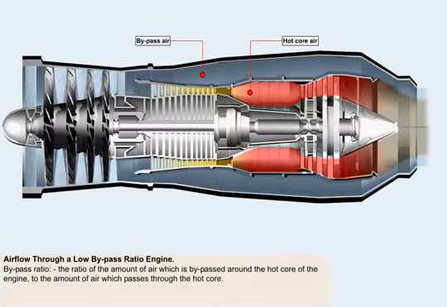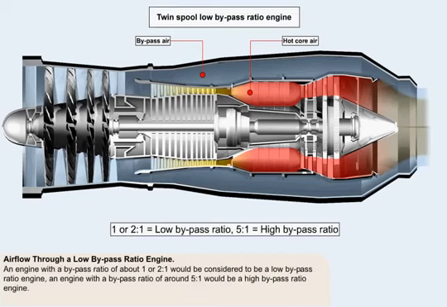The bypass ratio of an engine is defined as the ratio of the amount of air which is bypassed around the hot core of the engine to the amount of air which passes through the hot core. An engine with a bypass ratio in the region of about 1 or 2 to 1 would be considered to be a low bypass ratio engine, whereas an engine with a bypass ratio of around 5 to 1 would be considered to be a high bypass ratio engine.